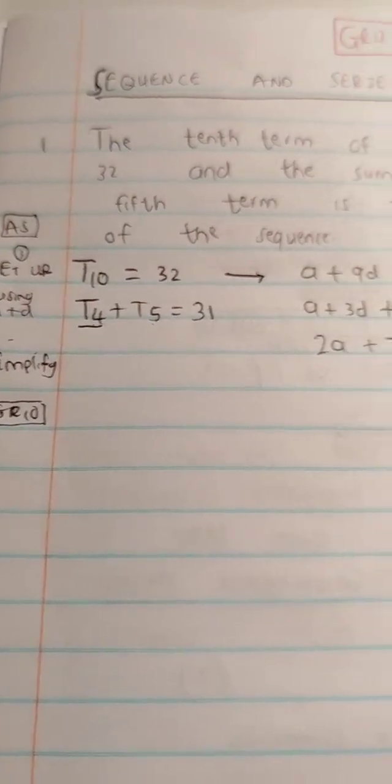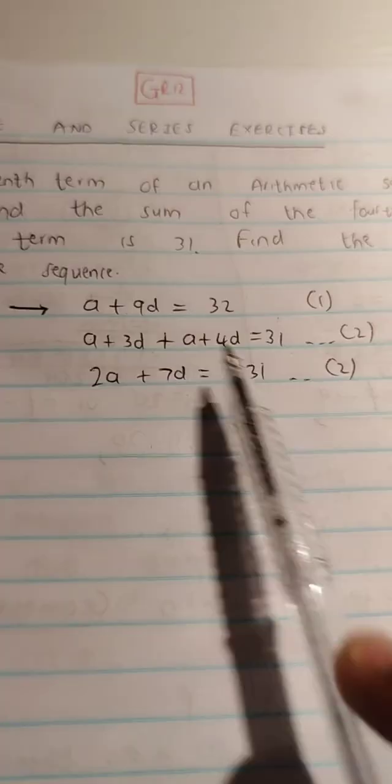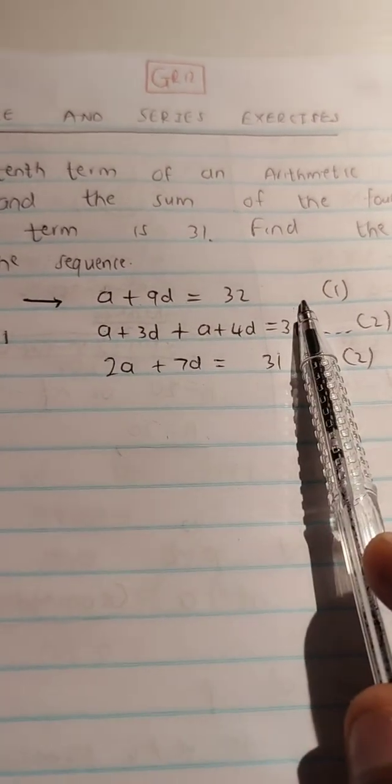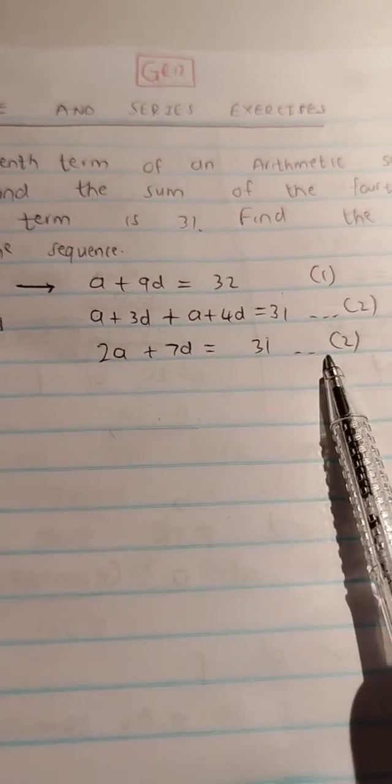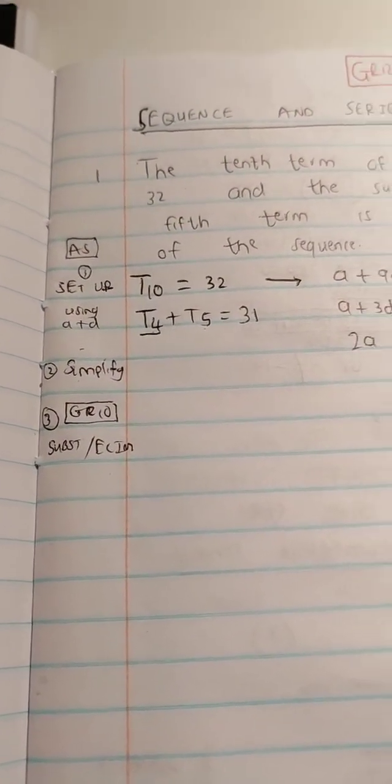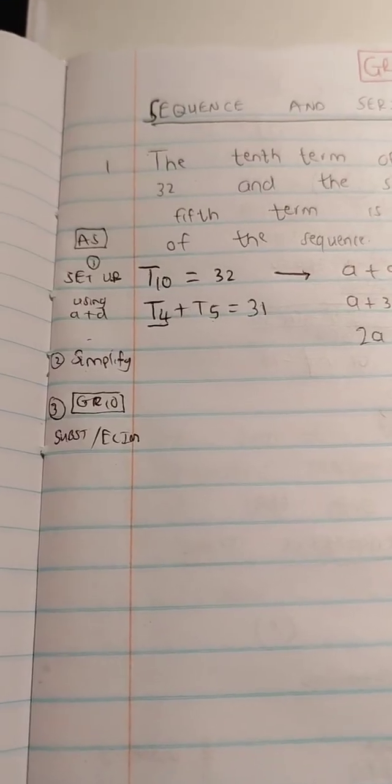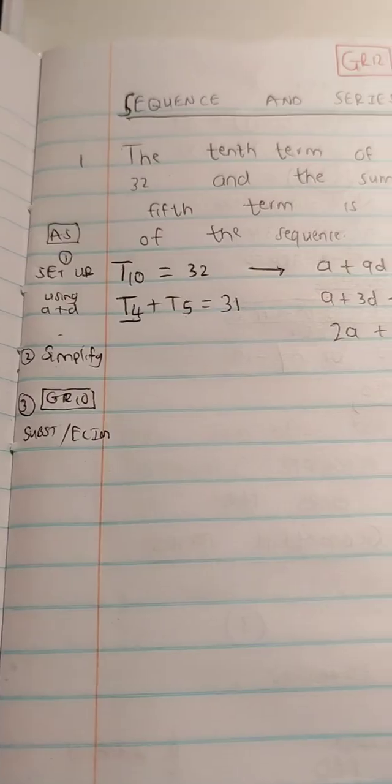Step number 3. In grade 10, hey guys, grade 10 seems to be popping up a lot nowadays. There are two methods we can use to solve a simultaneous equation when we have two linear equations. Remember, a plus 9d is linear, 2a plus 7d is a linear equation. So there are two methods. You can either use the substitution method, or you can use the elimination method. It doesn't really matter which method you use. It's really up to you which method flows best with you.